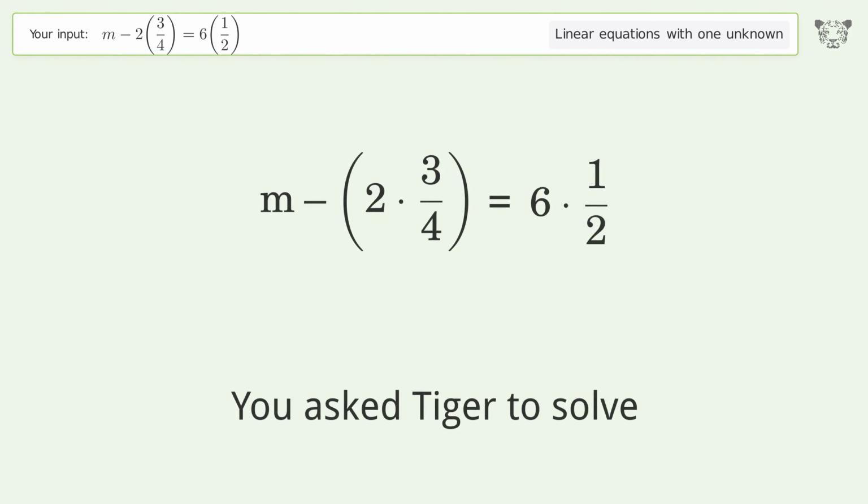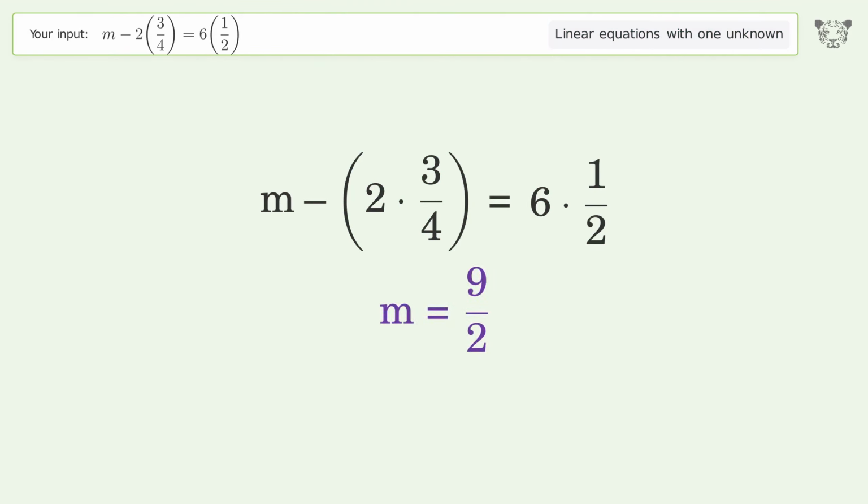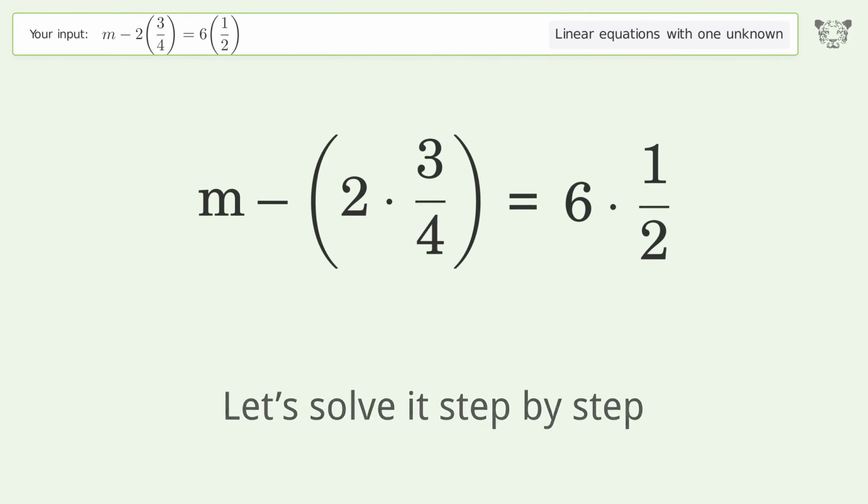You ask Tiger to solve. This deals with linear equations with one unknown. The final result is m equals 9/2. Let's solve it step by step.